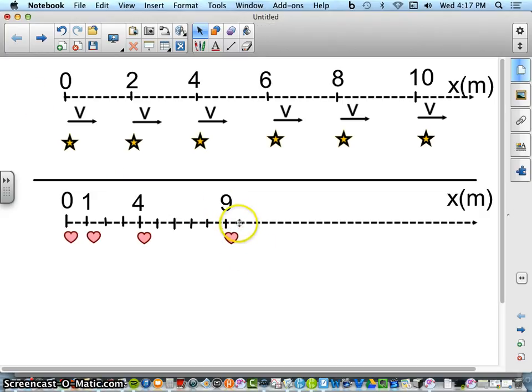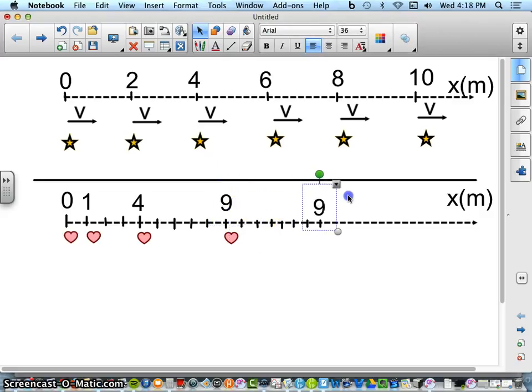So see if you can figure out where the heart's going to be after the next second. This is 0, 1, 2, 3. At the 4th second, let's say, where is this object going to be? I could just draw some marks down. 10, 11, 12, 13, 14, 15, one more. Okay. So that would be 16 there. So let's copy this over. And this will be 16.